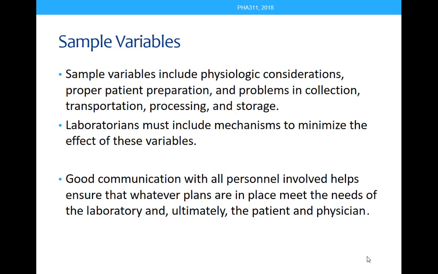Then there are many other variables that you have to consider, like patient preparation. There may be problems in collection, transportation, processing, storage, any of the chain of events. If there is any problem anywhere, for example, the storage is not at proper temperature, or the time taken is longer than the time allowed for that specimen to reach the lab, all these factors can affect the quality of your report, and it will not reflect what the report is supposed to reflect. So good communication with all personnel involved helps ensure that whatever plans are in place, they meet the needs of the laboratory and ultimately the patient and the physician.